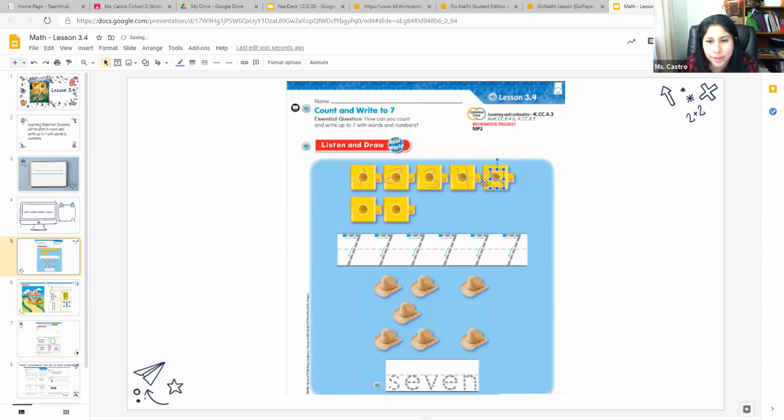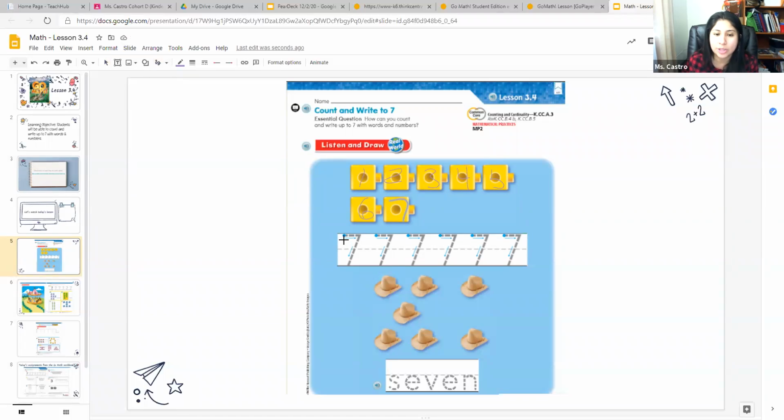So now that we've finished counting the top row of yellow cubes, now we're going to go down to the bottom row. We're going to continue with 6. And the last number that we count is 7. So there we counted and labeled 7 cubes. So what they want us to do now is they want us to trace the number 7.